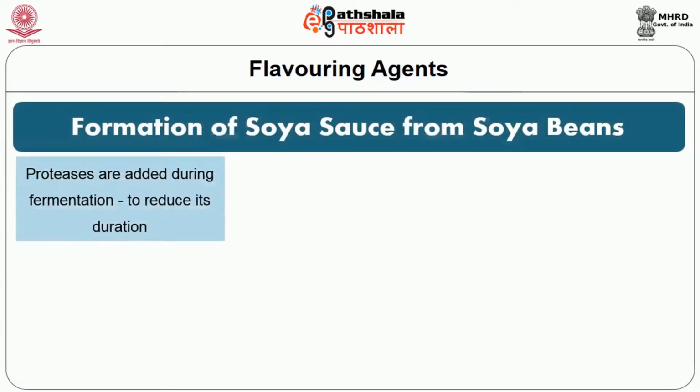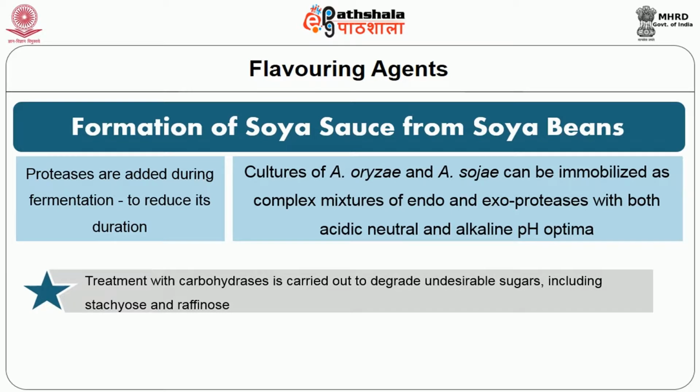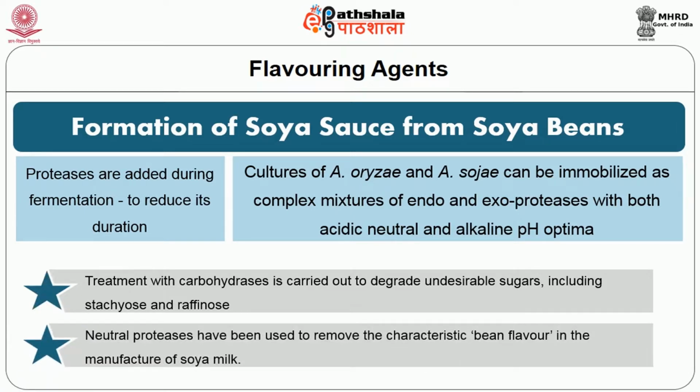In the formation of soya sauce from soya beans, proteases are added for fermentation so as to reduce its duration. Cultures of Aspergillus oryzae and sojae can be immobilized as complex mixtures of endo and exoproteases with both acidic, neutral and alkaline pH optima. In addition, treatment with carbohydrases is also carried out to degrade undesirable sugars such as oligosaccharides including stachyose and raffinose. Also, neutral proteases have been used to remove the characteristic bean flavor in the manufacture of soya milk.